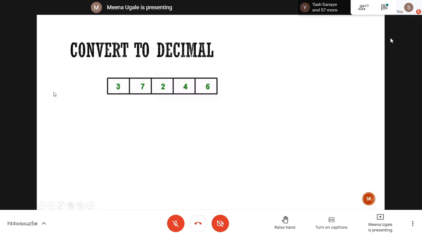Now you try for this. This is one number in octal, you convert it into decimal and tell me the answer. 8 raised to 0, 8 raised to 1, 8 raised to 2, 8 raised to 3, and 8 raised to 4. Add it up and tell me the final decimal equivalent. I hope you are sitting with calculators.